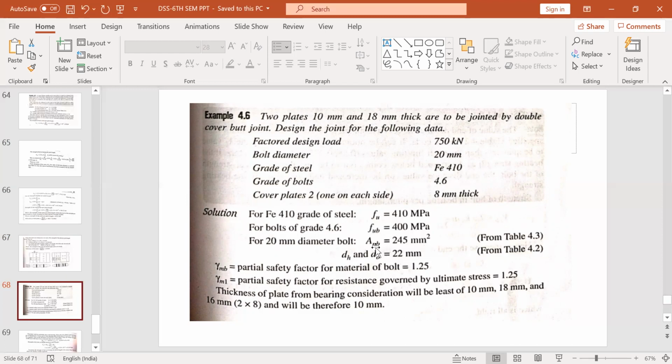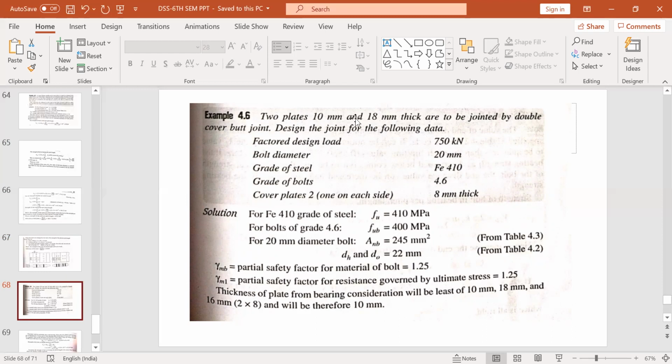DH will be 22, 20 plus 2 mm, 22 mm. Gamma MB is 1.25, gamma M1 is 1.2. Now, thickness of the plate from the bearing consideration will be, you are providing one plate 10 mm, one plate 18 mm. Now see, in this problem, earlier, all the plates that you are connecting in butt joint, both the plates were having same thickness.